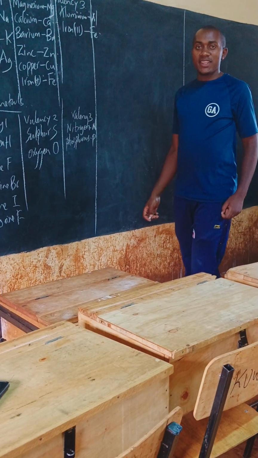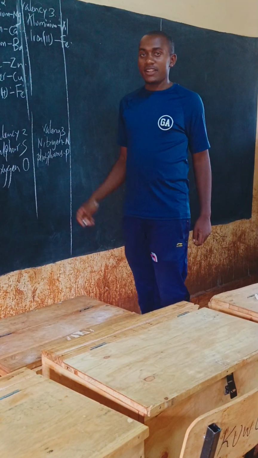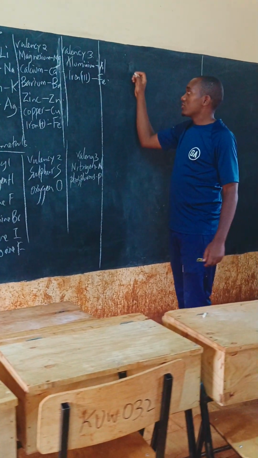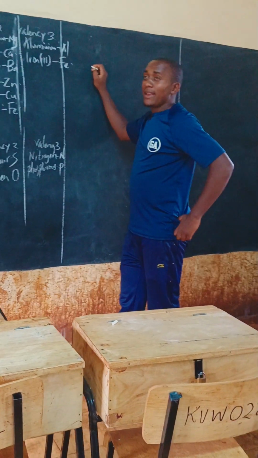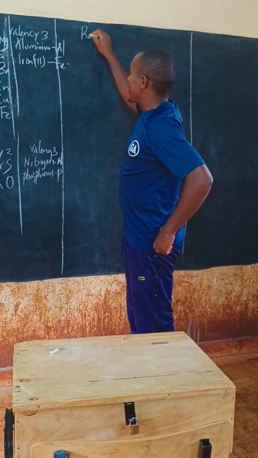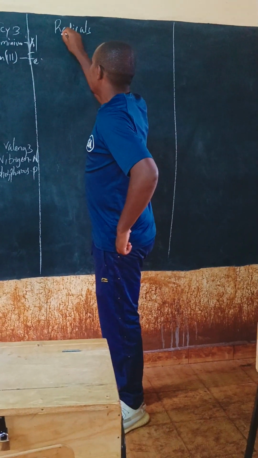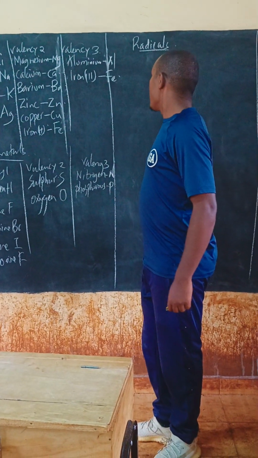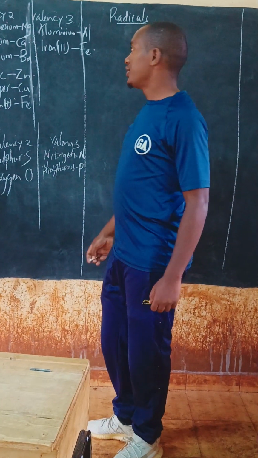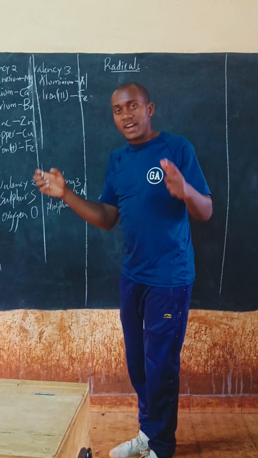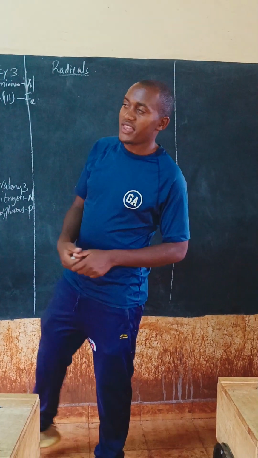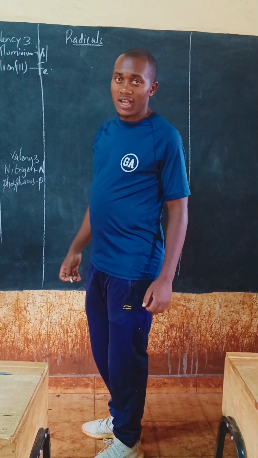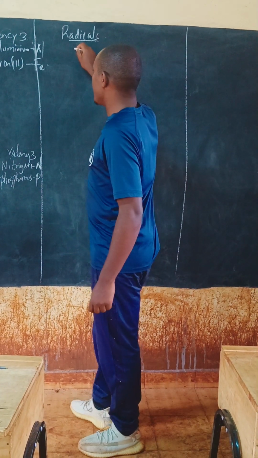Finally, the most important thing we are going to look at: radicals. Radicals are the most important thing that will help you to know how to write the chemical formula of a compound. What are radicals? They are a group of atoms that react as a unit with a net charge. These are very important in writing the chemical formula of a compound.